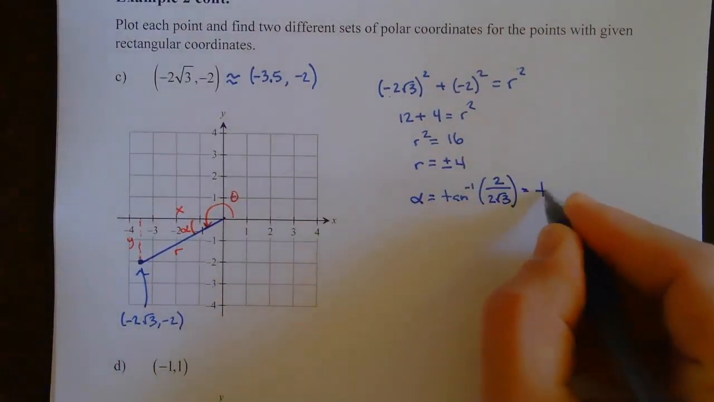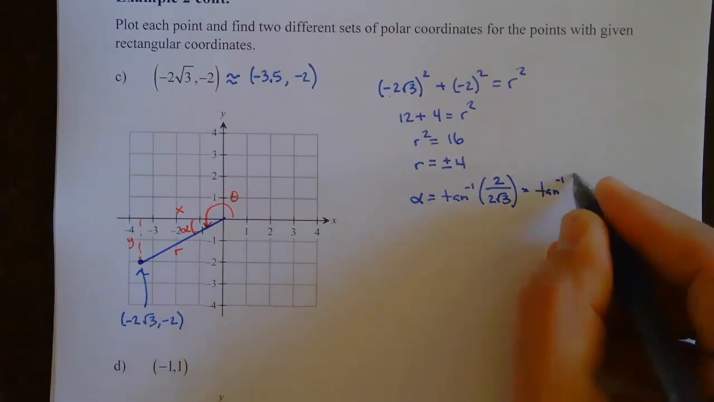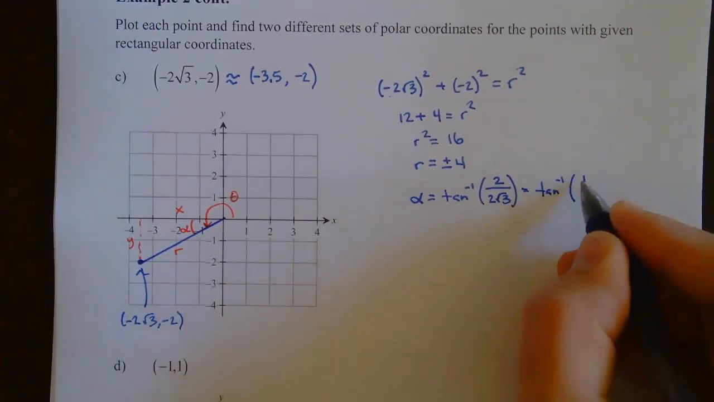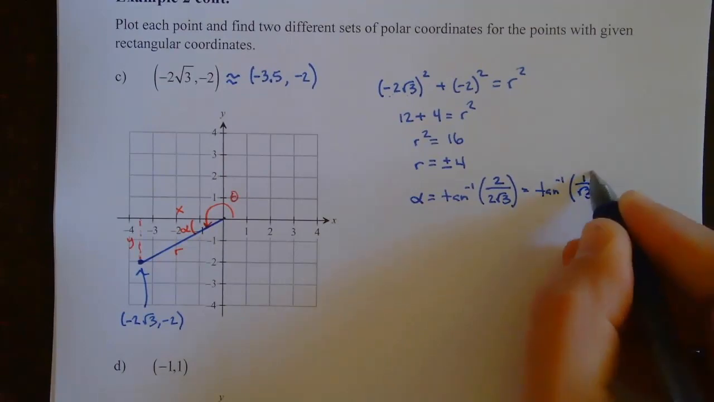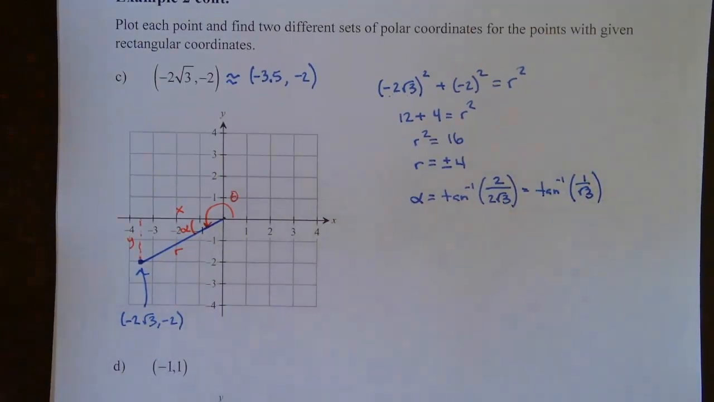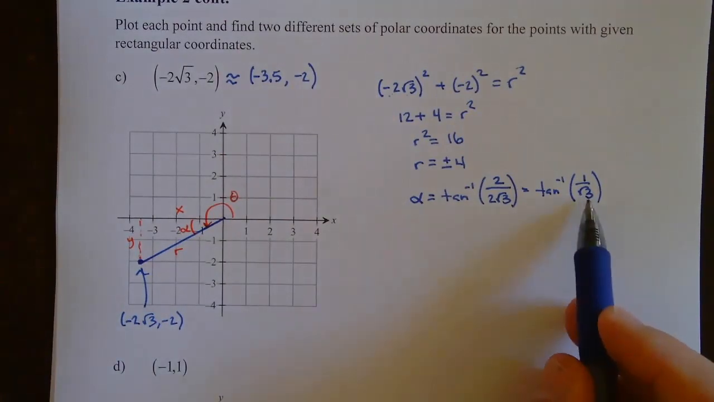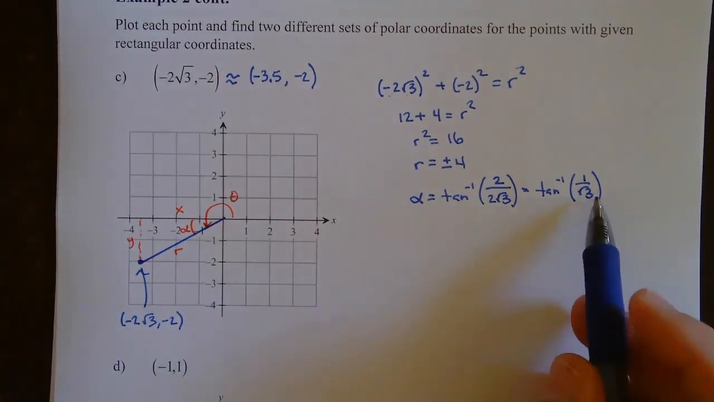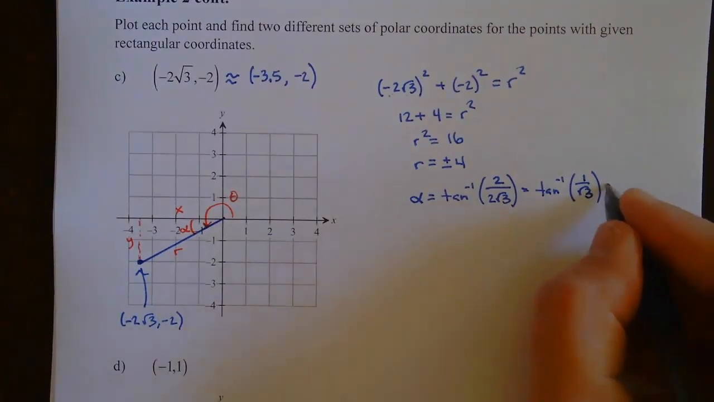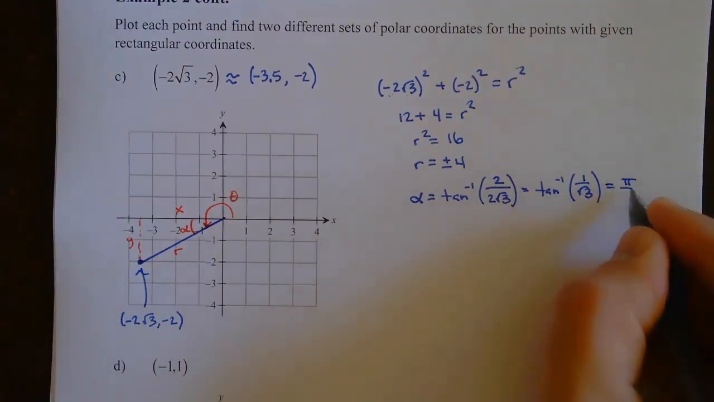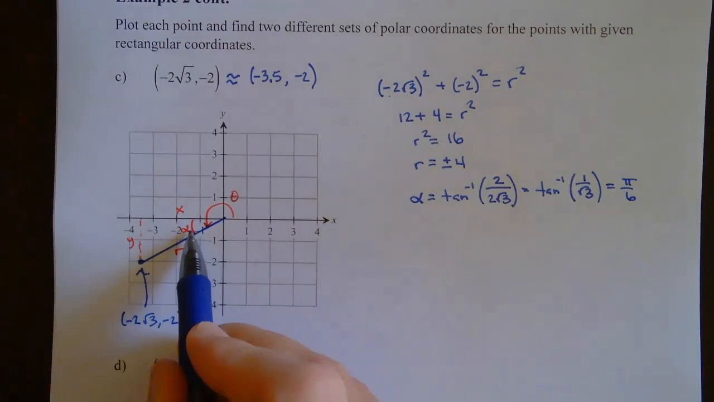Okay, so that would be tan inverse of 1 over the square root of 3, okay? So my y, my vertical leg would be 1, right? And my horizontal leg would have to be square root of 3. That only happens at an angle of pi over 6. So this is pi over 6. Now that means this angle is pi over 6, right?